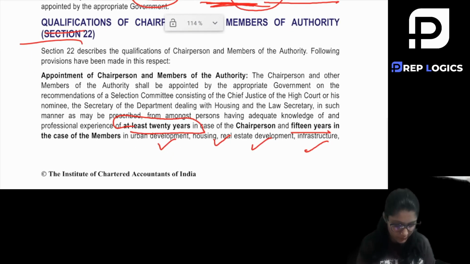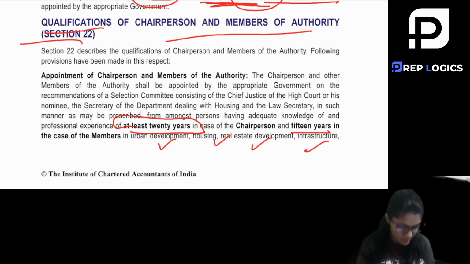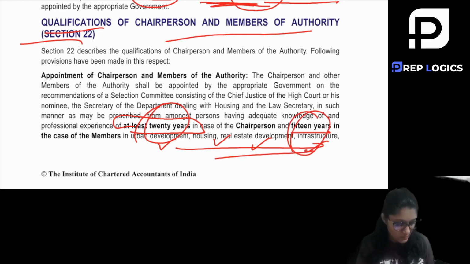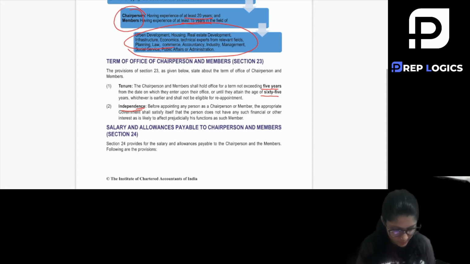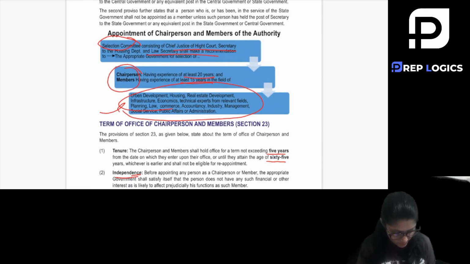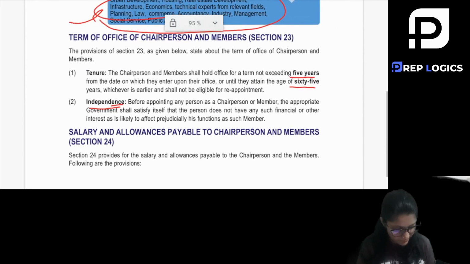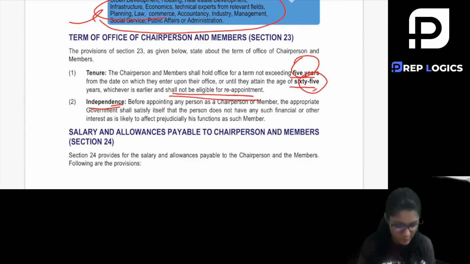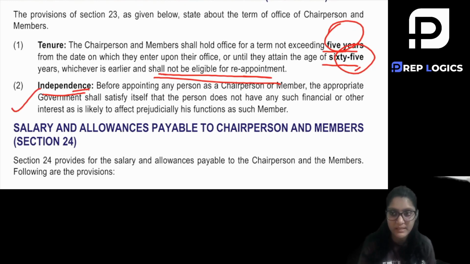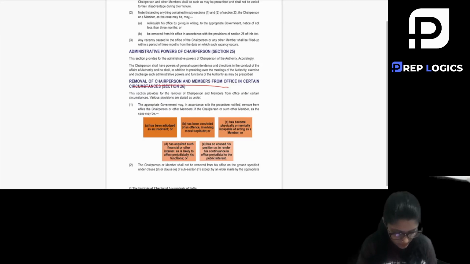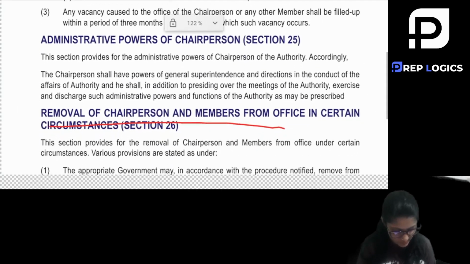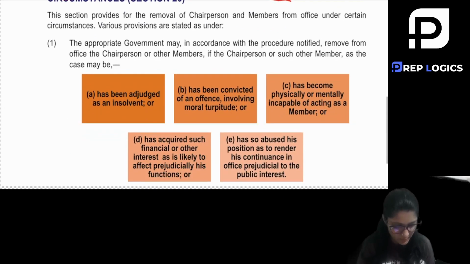Now, what will be the qualification of the chairperson and members? The chairperson must have at least 20 years of experience, and the members must have at least 15 years of experience in these particular areas. What is the term of office? 5 years or up to 65 years of age, and they are not eligible for reappointment, and they must act independently. Now, what are their salaries and allowances? Not important.